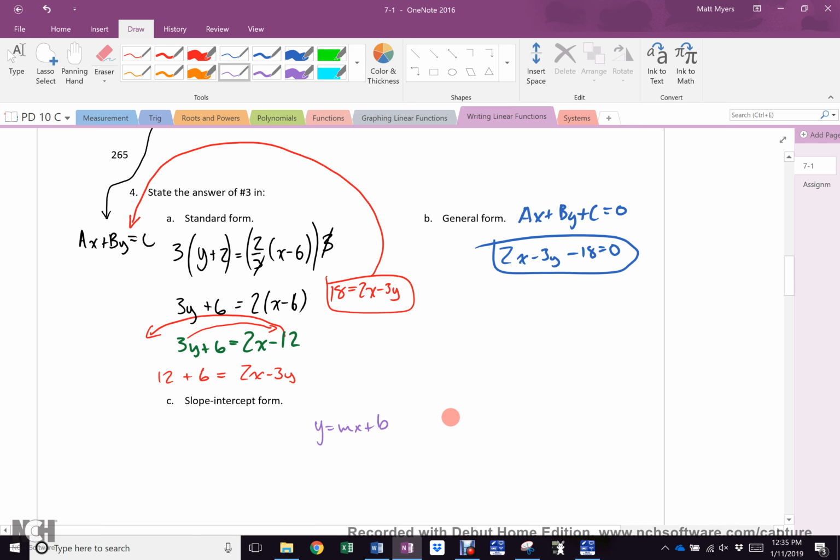So let's isolate y. 18 equals 2x minus 3y. Isolate y. Should I move the x away, or should I move the y and the 18, or does it even matter? Doesn't matter. You do what you want. You do you, because this is a safe space. Go.